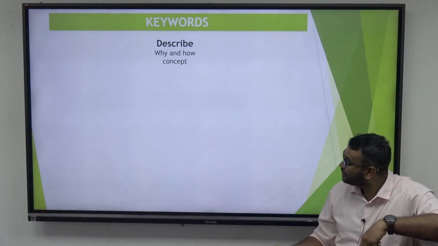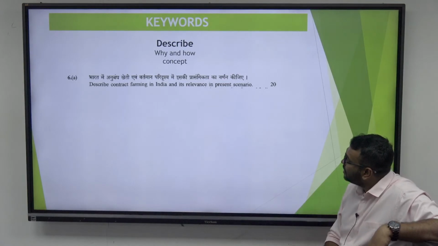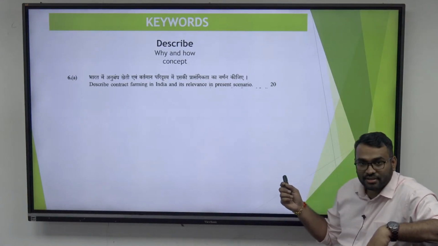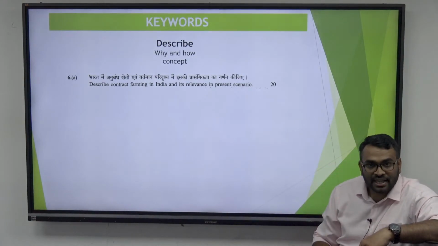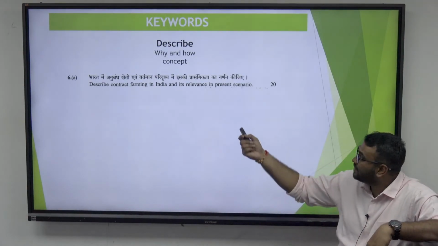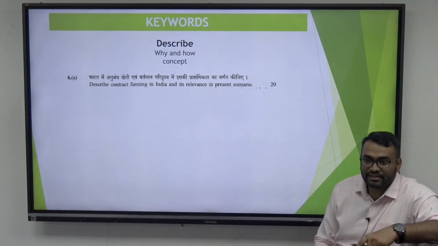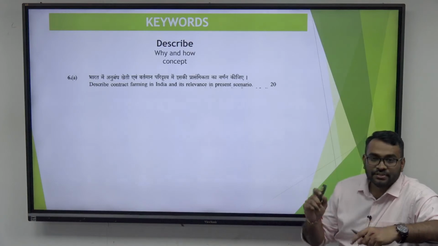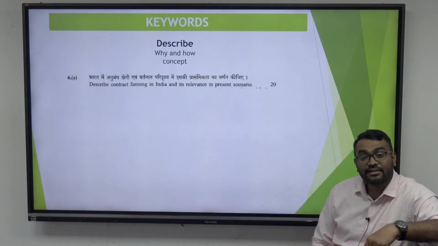I will give you one example. If you can see here, describe contract farming in India and its relevance in the present scenario, for 20 marks. That is to say, the first part, describe contract farming, itself has the major weightage here. The present status or scenario in the Indian condition would be, let's say, 15 marks for that, 5 for this. So the majority of marks will be for describing it.